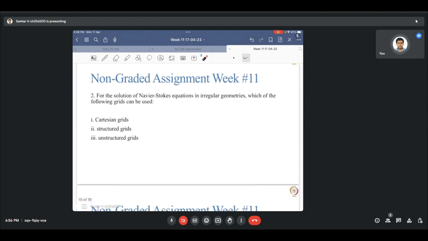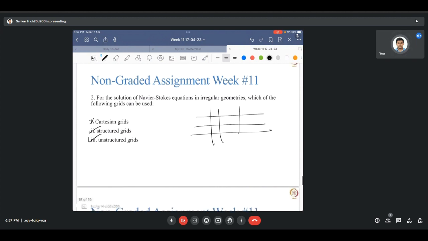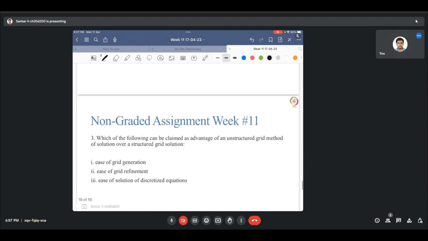For irregular geometries, we cannot use a Cartesian grid, which refers to constant x and y lines like this, but we can use structured and unstructured grids to solve the problem in irregular geometry. So the correct answer is option 2 and 3 here.